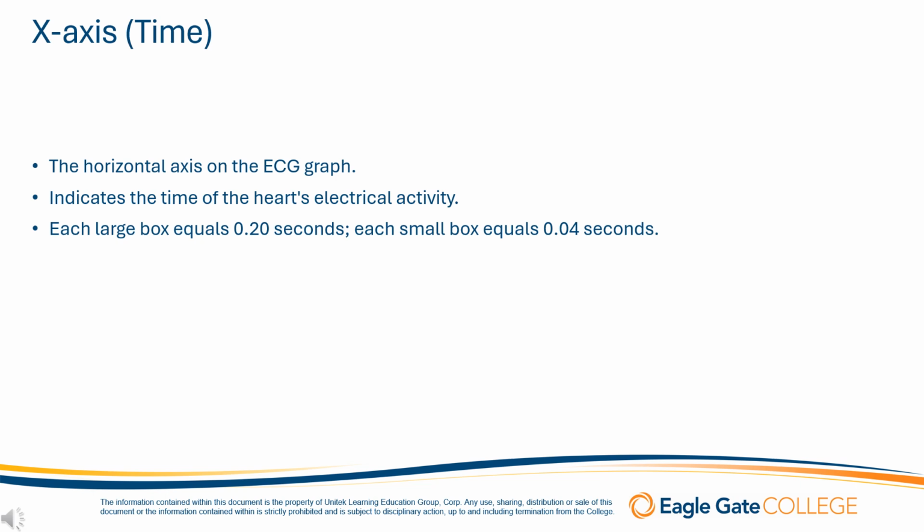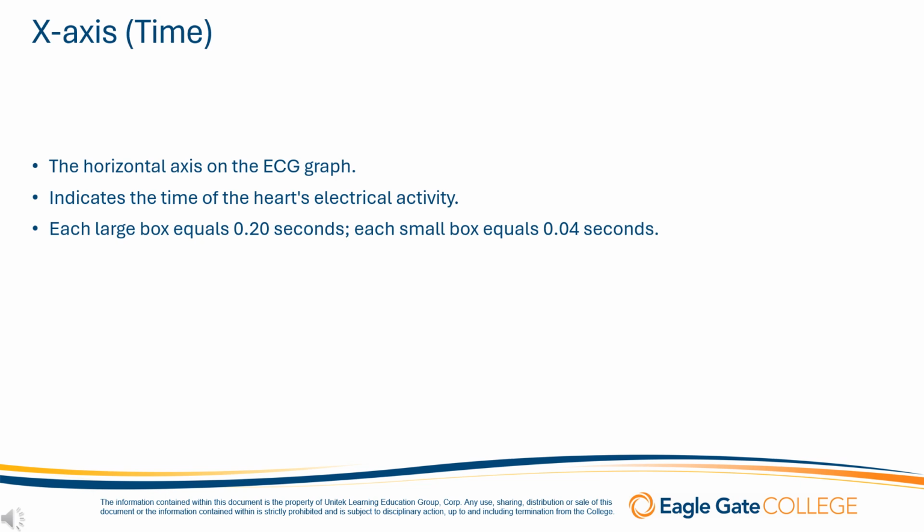The PR interval is the time from the start of the P wave to the start of the QRS complex. It represents the time taken for the electrical impulse to travel from the atria to the ventricles. A normal PR interval ranges from 0.12 to 0.20 seconds. A prolonged PR interval can indicate an AV block.